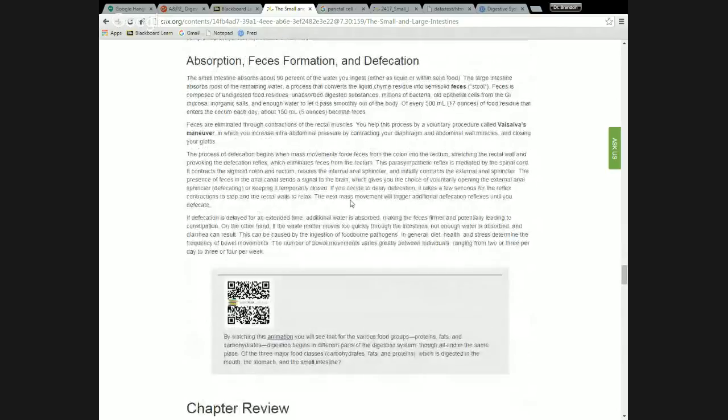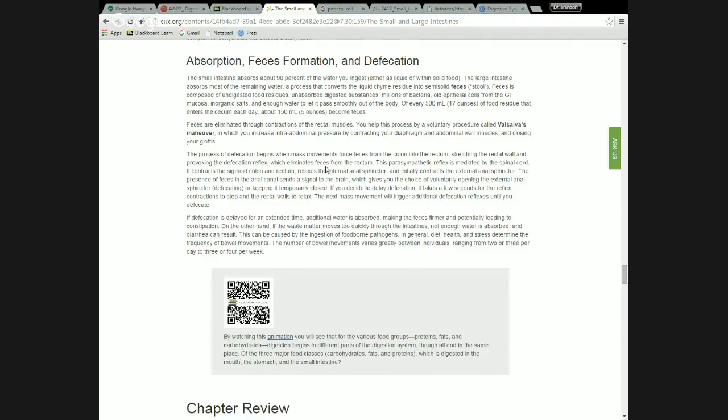And it talks about the defecation reflex, how when the solid matter, the feces, get to the end of the colon, they move into the rectum, and as the rectum stretches, there's a reflex through the parasympathetic system that will cause muscle contractions. It'll push the feces out of the rectum.